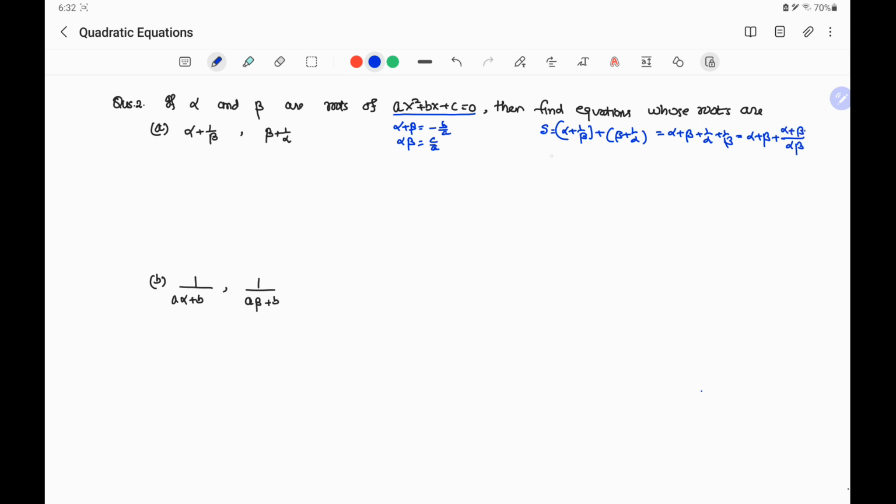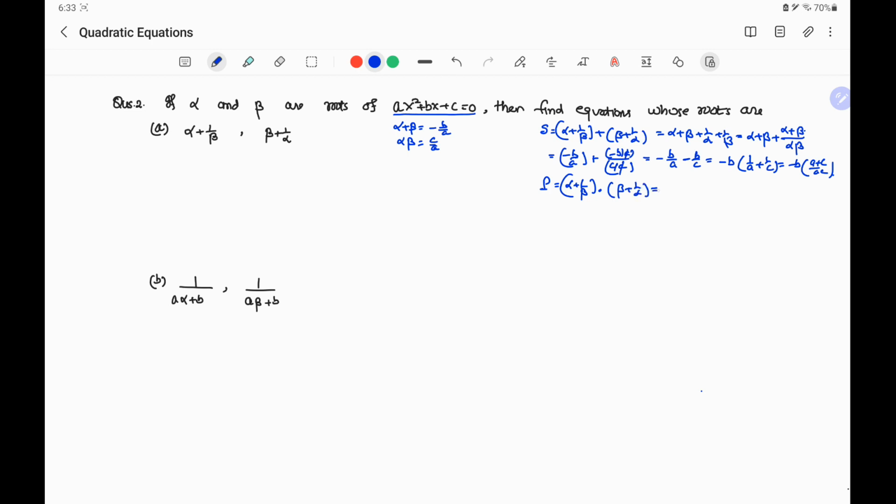Now substituting the value of alpha plus beta and alpha beta, we will have minus b by a plus minus b by a divided by c by a. This a and a get cancelled, so it is minus b by a and then minus b by c, or we can write it is minus b into 1 by a plus 1 by c, and finally minus b into a plus c by ac.